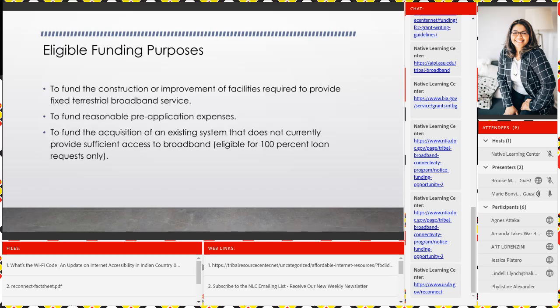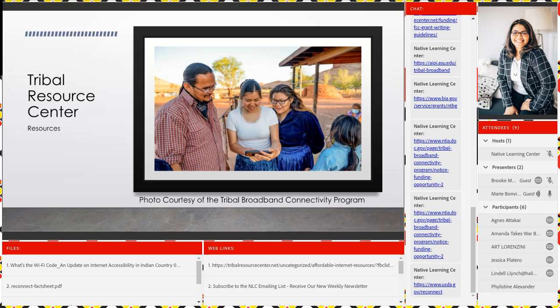Eligible funding purposes, of course: you can use it for construction or improvement of facilities, to fund reasonable pre-application expenses, and to fund the acquisition of existing systems that do not currently provide sufficient access to broadband. So going back to what Brooke said before, that would be most of us.